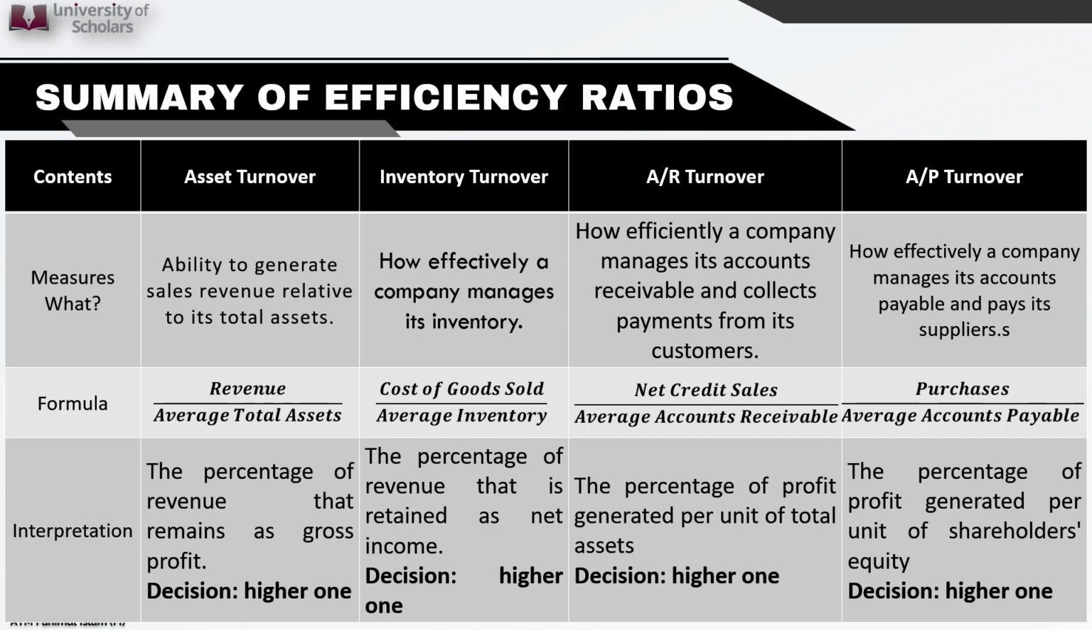The accounts payable turnover, we have said earlier, measures how effectively a company manages its accounts payable and pays suppliers. The ratio indicates how quickly the company pays its suppliers and manages its accounts payable. A higher accounts payable turnover ratio suggests that the company is paying off its accounts payable more frequently, indicating efficient management of payables and potentially favorable payment terms with suppliers. But a lower accounts payable turnover ratio may indicate slower payment of obligations or potential issues in managing payables.